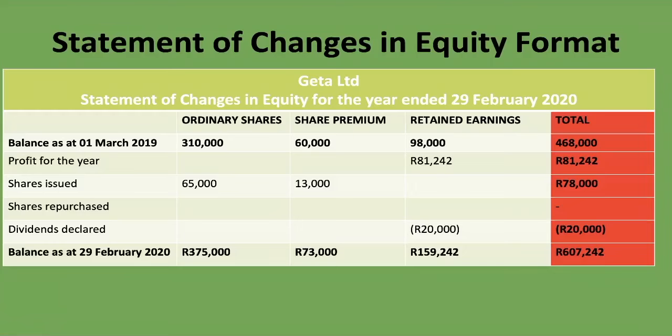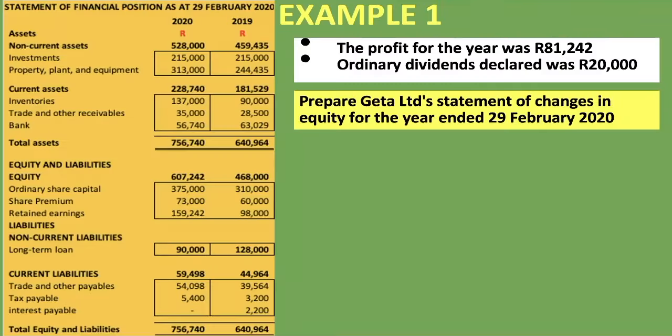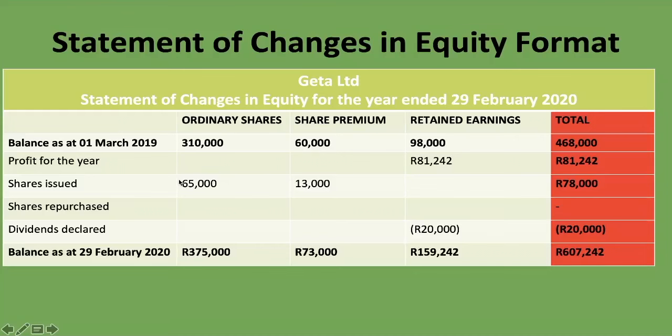Now if you go to the equity section of the statement of financial position, it should appear that way. You can see here we have the equity as 607,242 rand. It should tally with this 607,242 rand. It should be the same amount if you are given the statement of financial position as at the year end. And that is the connection between the statement of changes in equity and the statement of financial position.